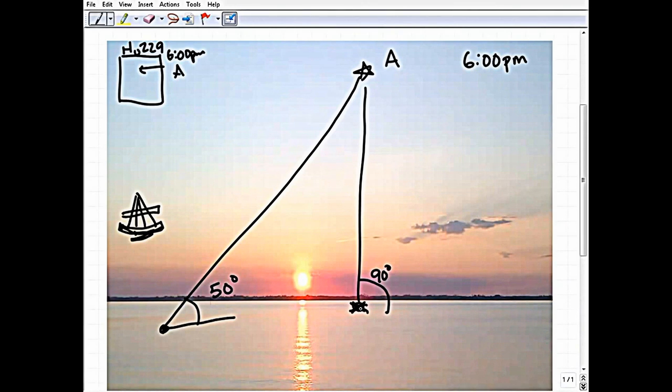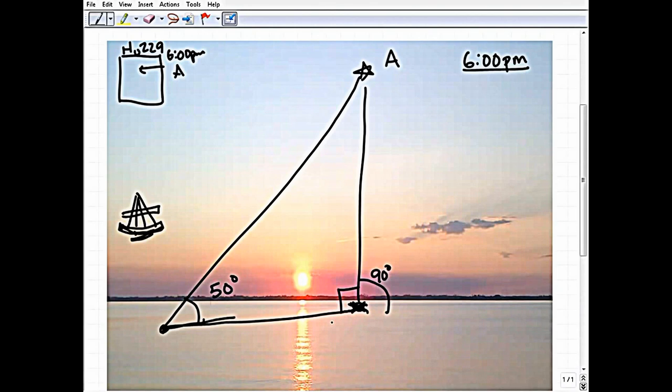So if I'm right here and I'm looking at star A, I would be looking straight up, right above my head, up in the sky. But obviously, at 6 p.m., I'm looking at star A and I see it at 50 degrees in the sky, not 90 degrees, not above my head. So with those two pieces of information, I can use some trigonometry. This is going to be a right angle. I have a degree here. I have a location here.